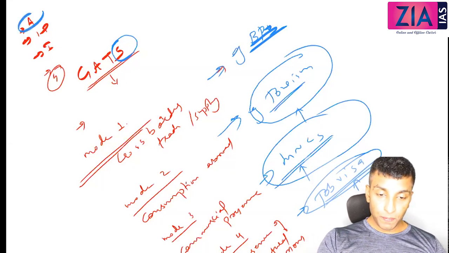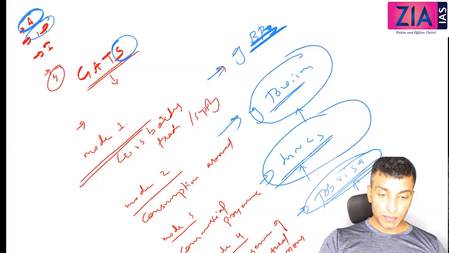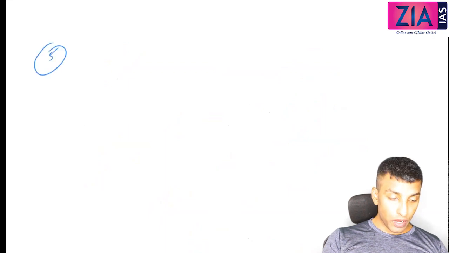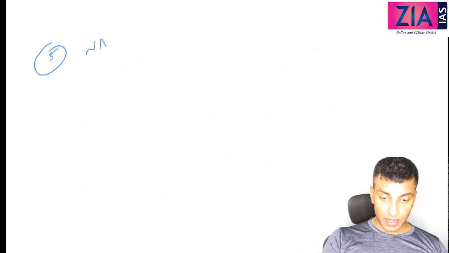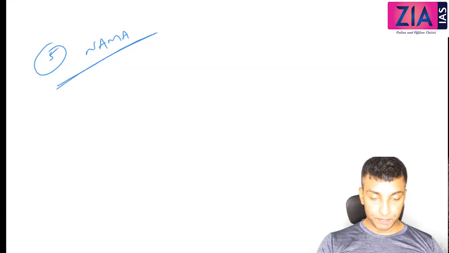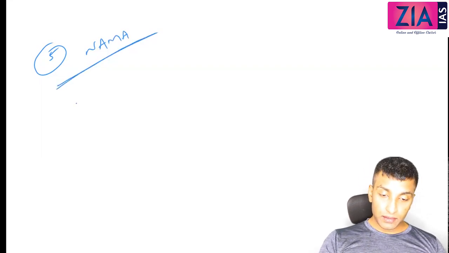So, agriculture, intellectual property, investment measures, TRIMS, and then GATS. One more we need to discuss, that is non-agriculture market access, NAMA. Non-agriculture market access. Just write one line.